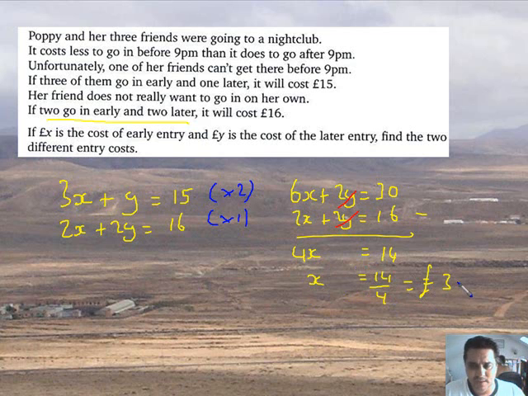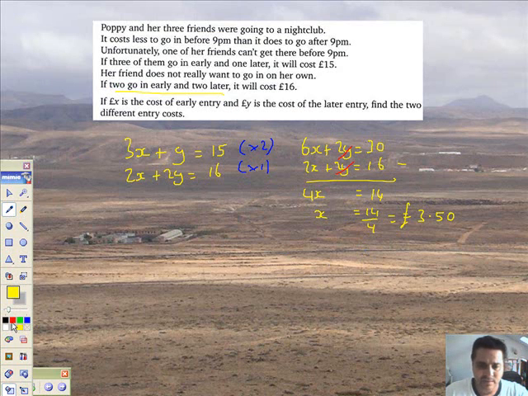So what sort of nightclub's that then? Anyway, £3.50 for the x. Let's work out the y's now. If I take this maybe and shove that in there, I can work out the y.